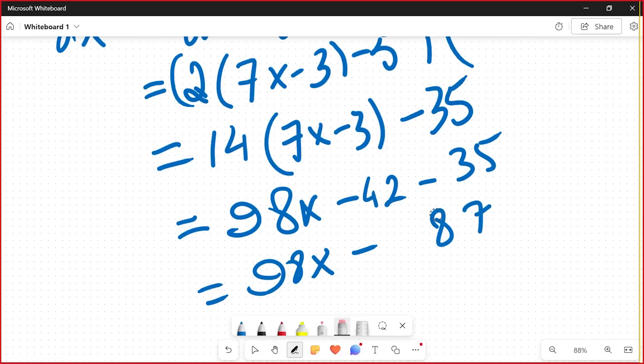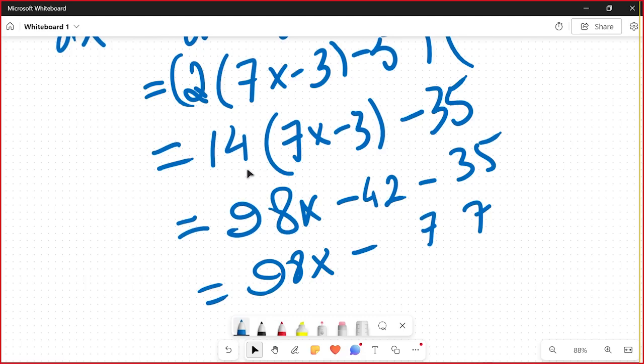Do you get that or not? Not really, I don't get it. I have just opened this bracket. 14 times 7 is 98. You can check it on your calculator. I just did it.